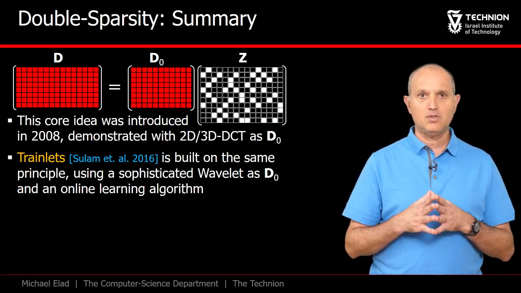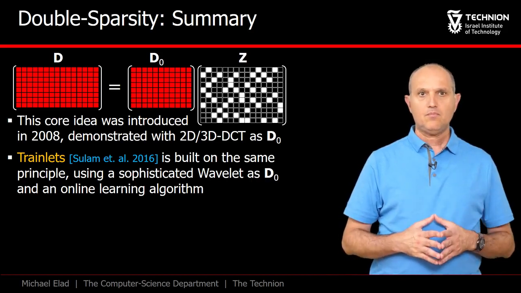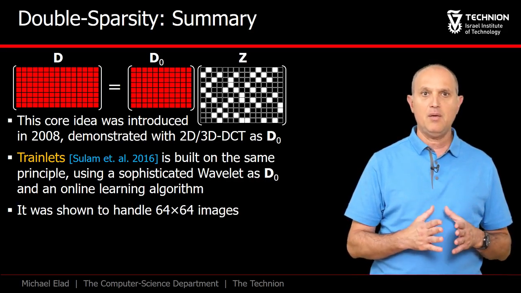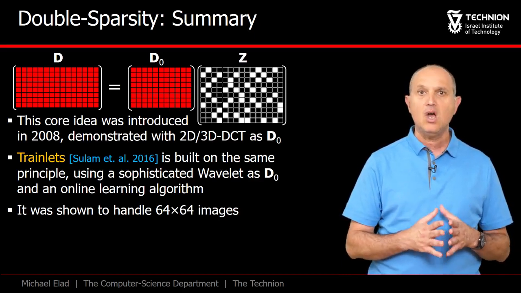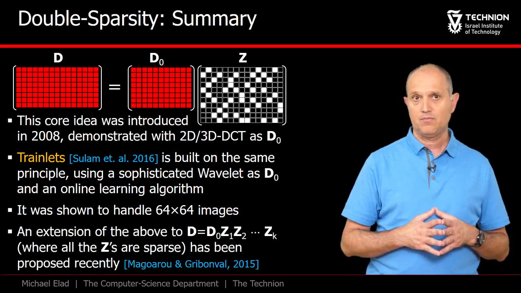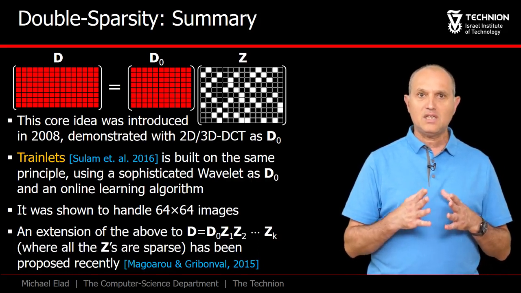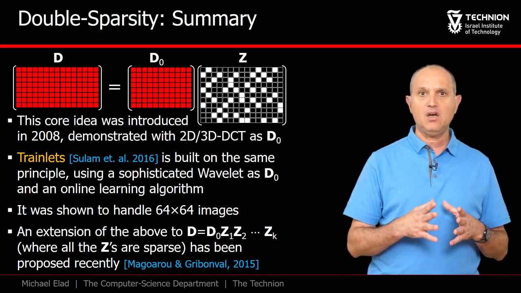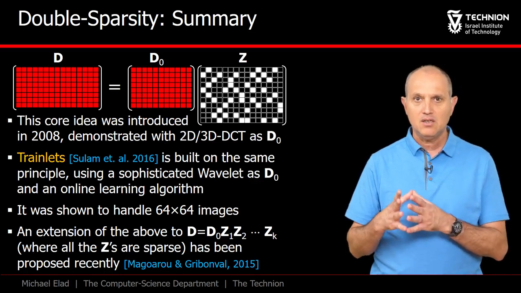A follow-up work by Sulam and others in 2016 extended this work in several ways, offering what they call the trainlets. This double sparsity scheme used separable wavelets and online learning, enabling this algorithm to operate on much bigger images, such as 100 by 100 pixels, while still being reasonable and effective. Another extension worth mentioning is the one by Gribonval and his students, who extended the above concept to a chain of multiplications of sparse matrices. This lovely idea could lead to an effective decomposition of given transforms, such as butterflies in FFT.